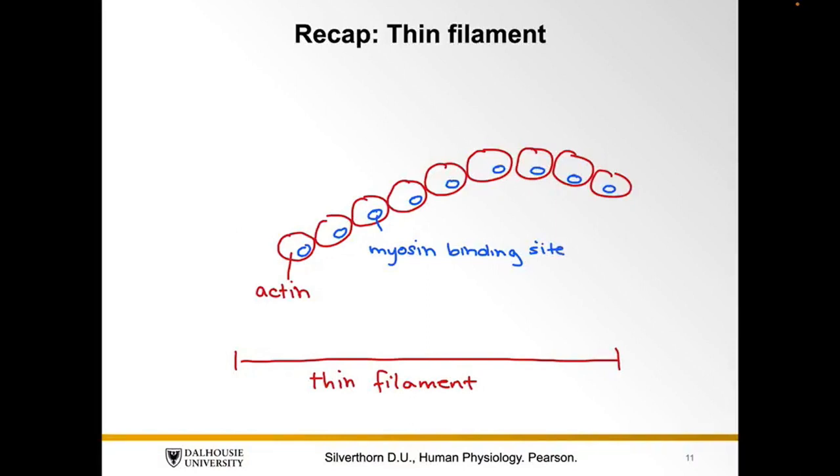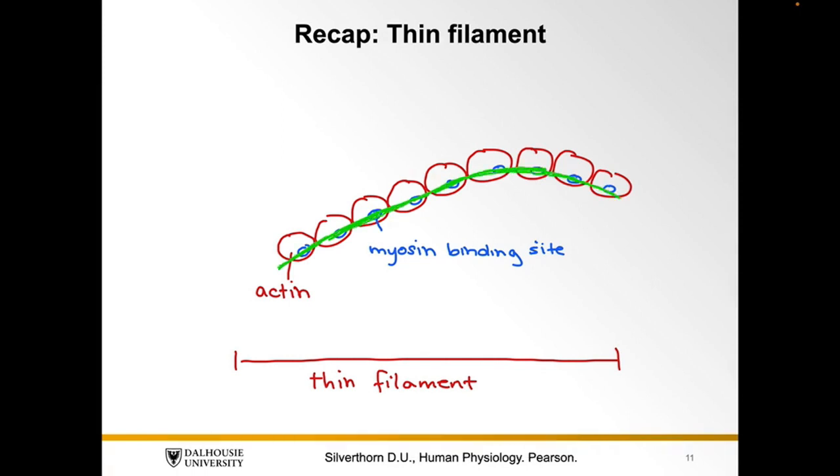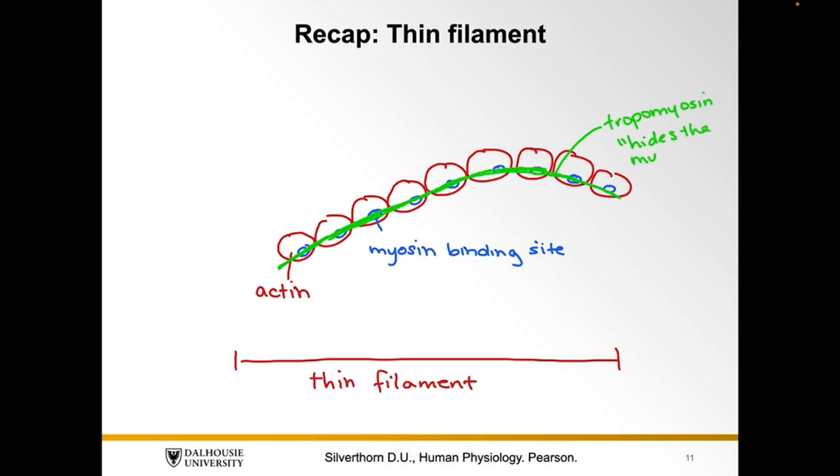Now, when a muscle is not contracting, tropomyosin is actually located on top of the myosin binding sites. So it basically hides those myosin binding sites. So in green here, what I've drawn is tropomyosin. And the key concept is that it hides the myosin binding sites.